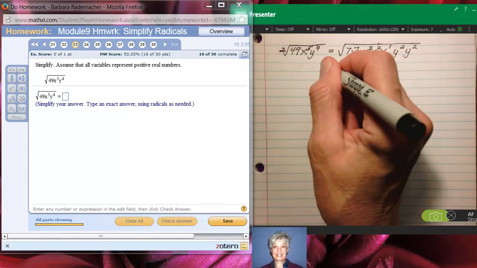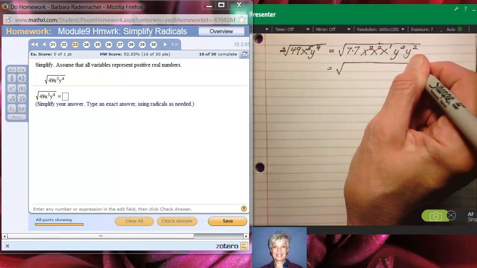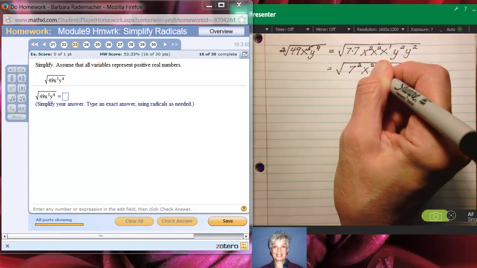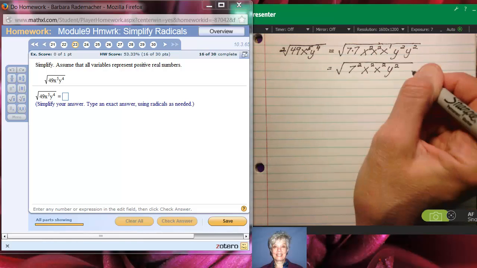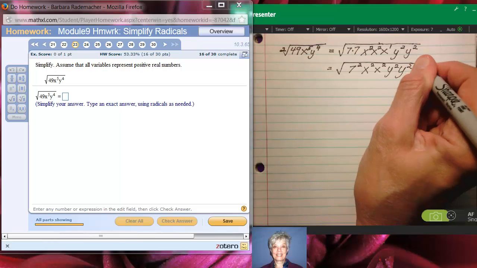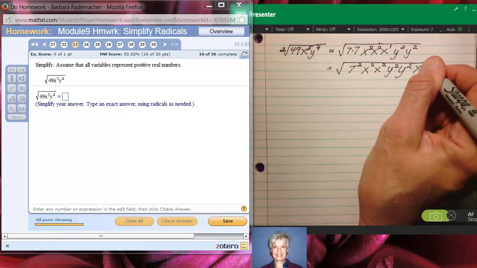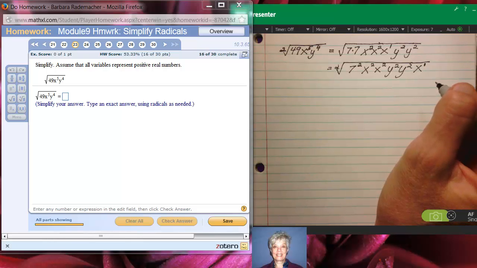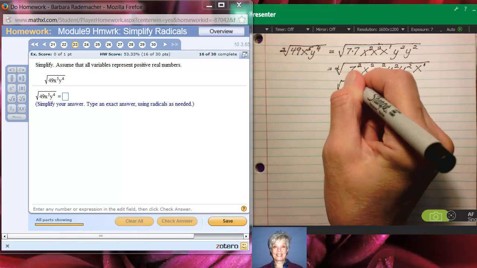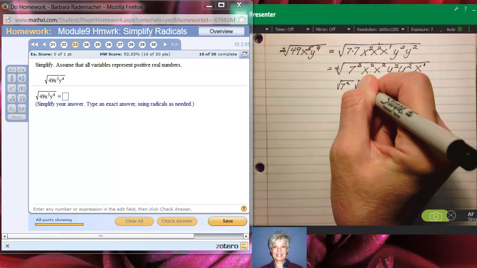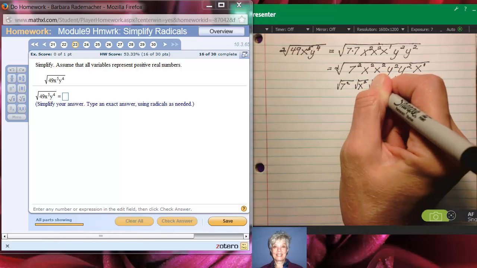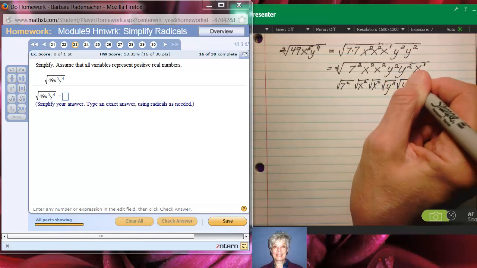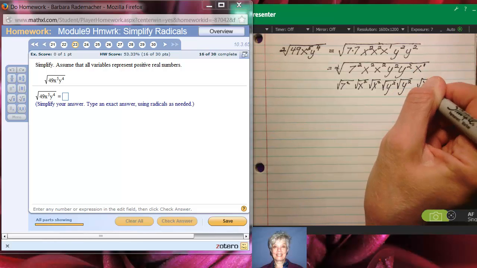All right, now we're looking for the square root of all this stuff. Let me write this in a better way here. We're going to have the square root of 7 squared, x squared, x squared, y squared, y squared, and then on the end I'm going to put the x, because x has a 1 exponent, and that's smaller than the 2, so it's not going to come out. Now, this will give me the square root of 7 squared times the square root of x squared times the square root of x squared times the square root of y squared times the square root of y squared times the square root of x.